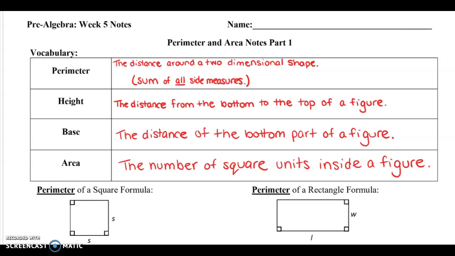Hi everyone, welcome to week 5, pre-algebra. We're going to be talking about perimeter and area of certain shapes. So we're going to split it up over 2 weeks. This week is going to be focusing on squares, rectangles, triangles, parallelograms, and trapezoids.